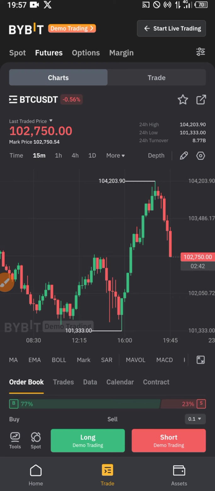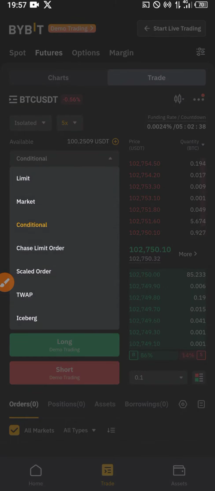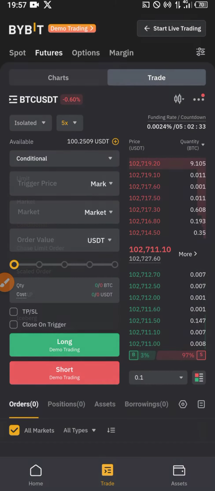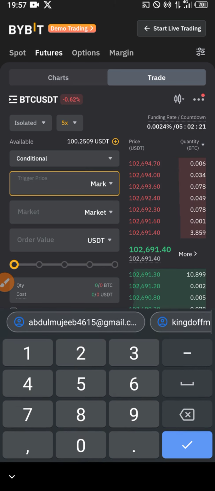So now that is that for conditional orders. I've explained limit order, I've explained market, and I've explained conditional order, right? So let's place a real-time conditional order. In a conditional order, we have something called a trigger price. When you want to place a conditional order, you set a trigger price.